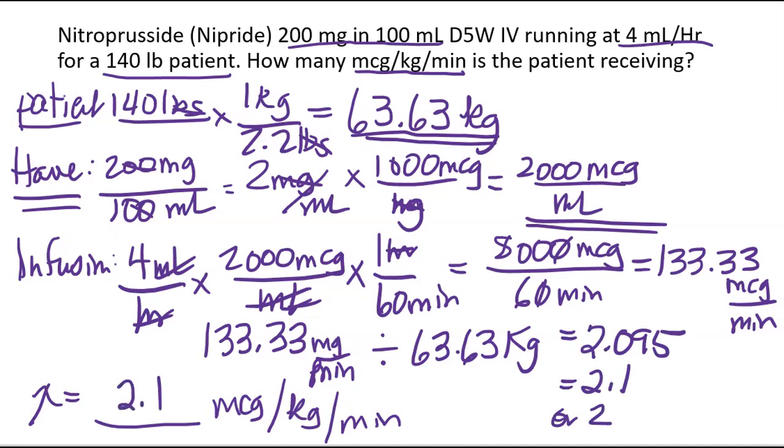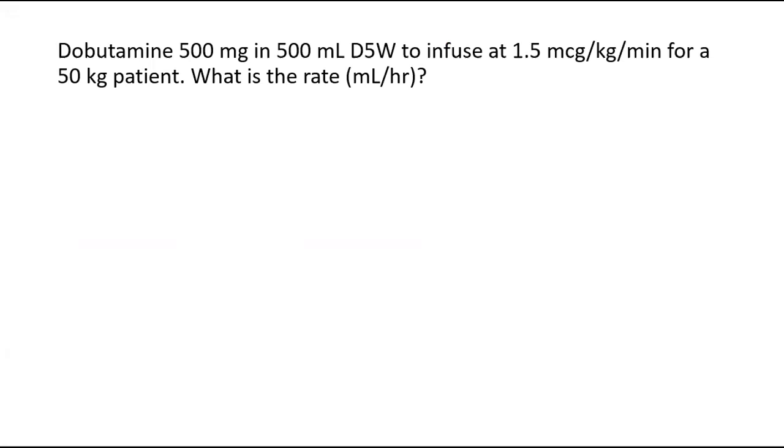So basically what I did here was we looked at how much the patient weighed in the beginning. We looked at what we're actually infusing into this patient, and we got it down to micrograms per mil. And then we got micrograms per minute down here. So we looked at what we actually are giving, we looked at what we have, and then what we're actually giving here at 133.33, we have to divide by the weight, micrograms per kilogram. So this is how many micrograms per kilogram we're actually giving this patient. So the answer is 2 or 2.1. And we'll do this again.